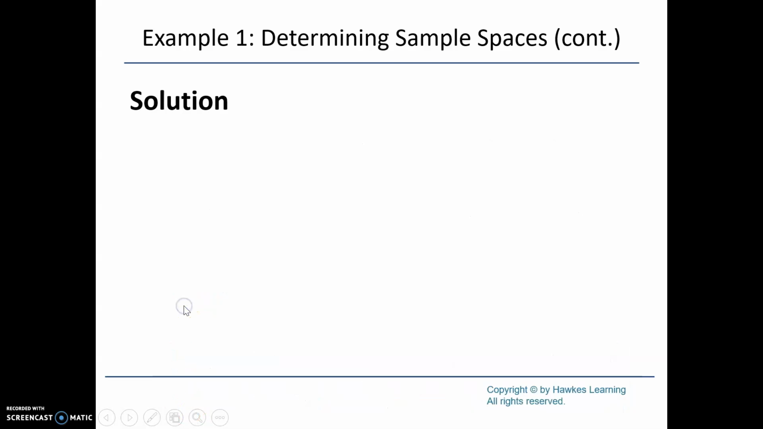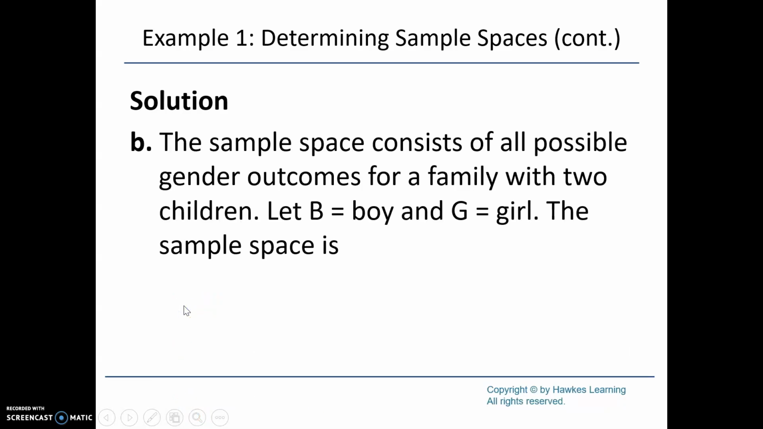Now for B, it's asking about the birth order, gender. We're going to say B for boy, G for girl. So they could have a boy and then another boy, a boy and then a girl, or a girl and a boy, or a girl and a girl. So there were only 4 options here because you're only having 2 children. They're either going to be a boy or a girl, so it's 50-50. So there's only 4 possibilities there for the total sample space.